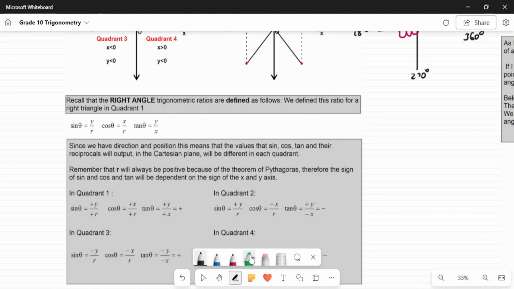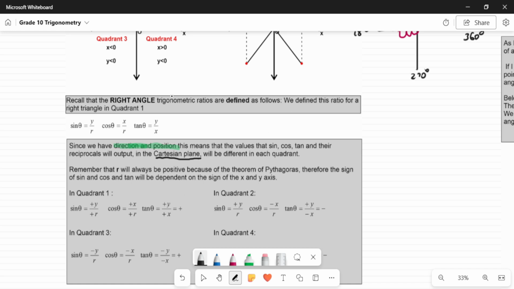Now listen to what I said. I said since we have direction and position, both mean the same thing. Why did I say that? Because we are using the Cartesian plane now. So since we are dealing with direction and position, the values that the sine, cos, and tan output in different quadrants will be different, because the x and the y's will not be the same in different quadrants.